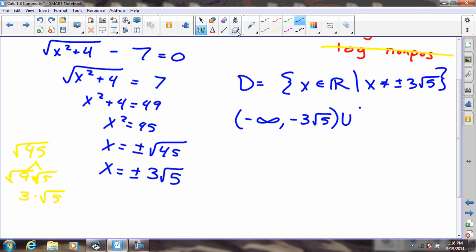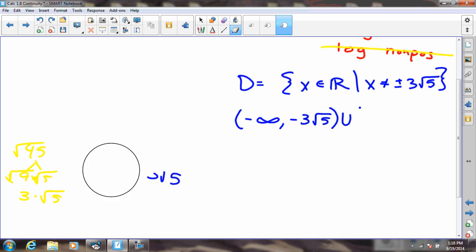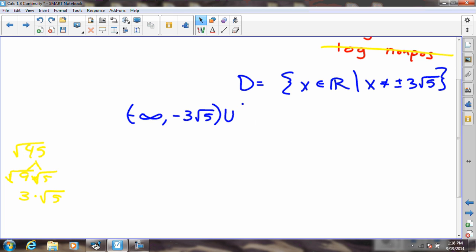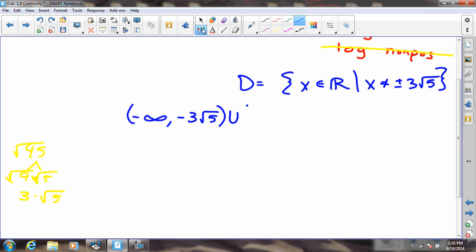I'm going to run out of room here, so I'm going to erase this scratch work just to give me more room to write. I'll grab this stuff, bring this over, bring that over, unioned with, from negative 3 times the root of 5 up to positive 3 times the root of 5, unioned with 3 times the root of 5 upward to positive infinity.